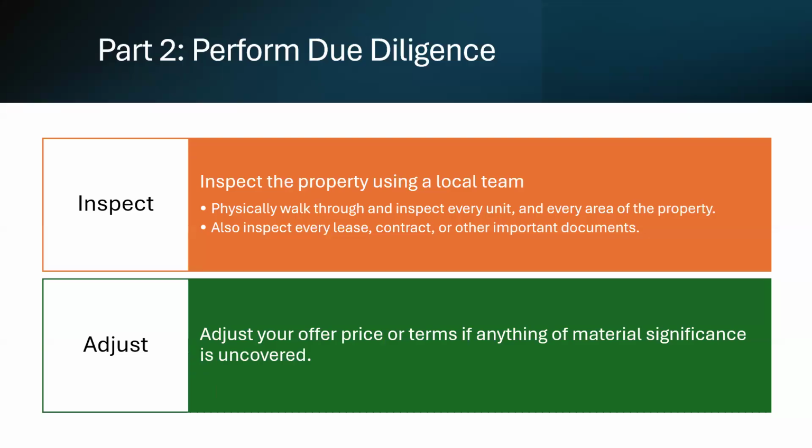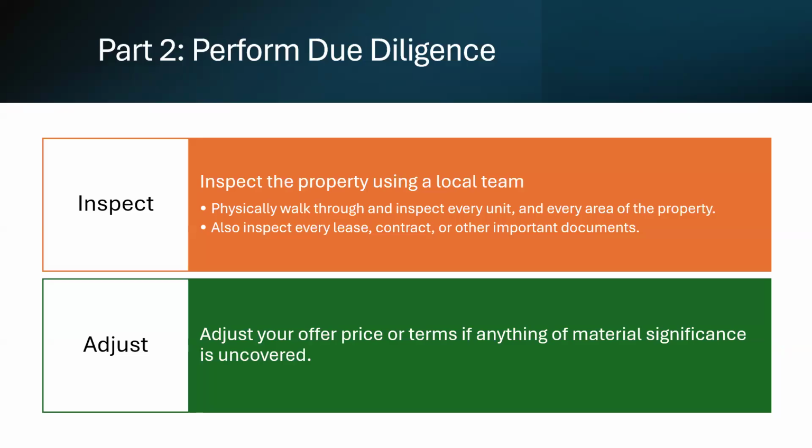In this part, there's really two phases to it. First of all, you inspect the property using a local representative, a local team who can go to the property and physically walk through and inspect the entire property. In our case with multifamily, we walk through every single unit, look through every single contract, look through every single area of the property to make sure that everything looks good, right? And like I said, this needs to be the physical walkthrough as well as a review of all the important documents, leases and contracts, to make sure that if you buy this property, you know what you're legally obligated to commit to, right?